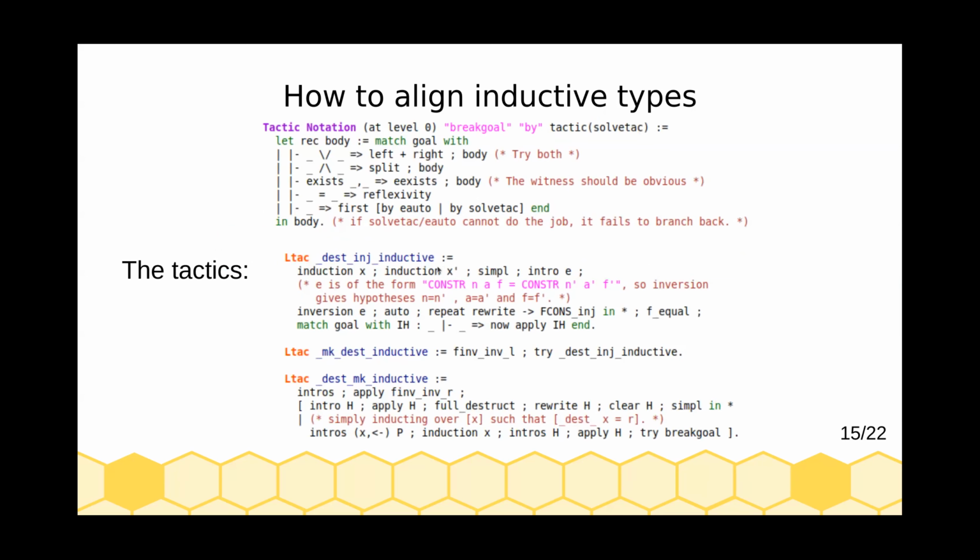For injectivity, to prove it, first I apply the lemma, then try this tactic for injectivity. So we will do induction on both elements because we want to prove dest of x equals dest of x prime implies x equals x prime. We're doing induction on both x and x prime, and then dest of x equals dest of x prime will be translated into Const, because all the images of the function are always in Const of something.